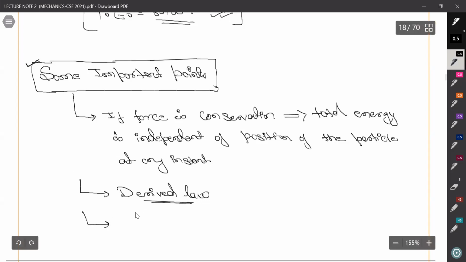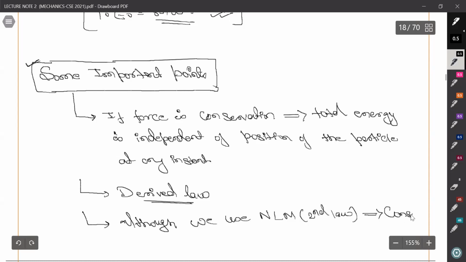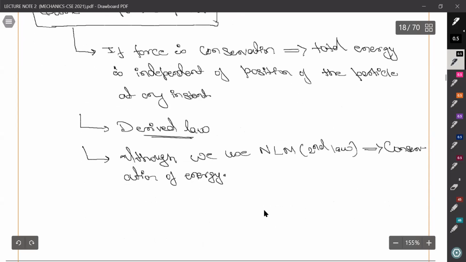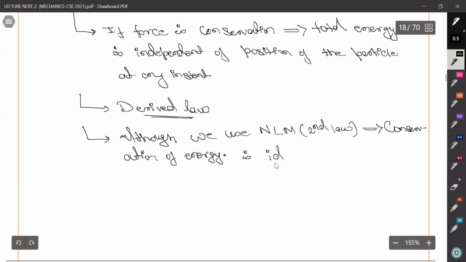Also, although we use Newton's laws of motion, especially the second law, the conservation of energy, I'm not talking about mechanical energy, I'm talking about the conservation of energy, is a separate thing. It is independent of forces, independent of Newton's laws.